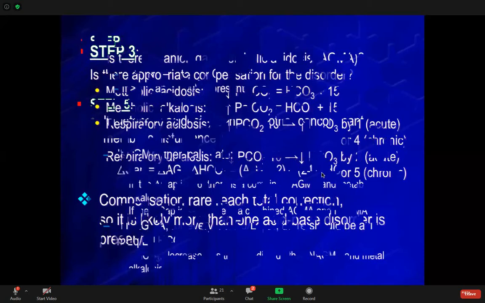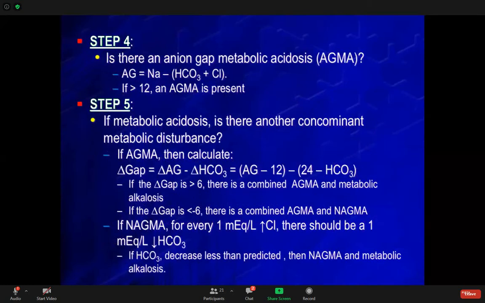Then you have step 4: is there an anion gap metabolic acidosis? You're going to calculate that as your sodium minus the sum of your bicarb and your chloride. If the anion gap is more than 12, you have an anion gap metabolic acidosis. Step 5, I'm going to explain it here, but you don't have to memorize it for the exam purposes.